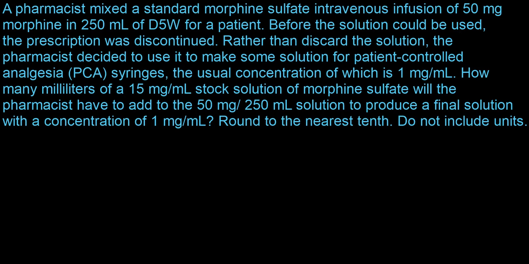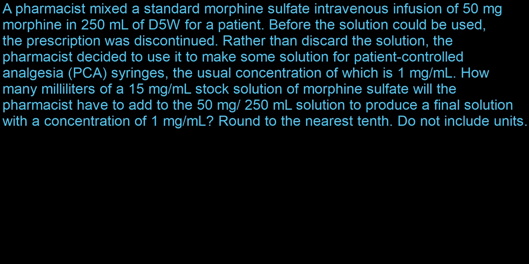How many milliliters of a 15 mg per milliliter stock solution of morphine sulfate will the pharmacist have to add to the 50 mg per 250 milliliter solution to produce a final solution with a concentration of 1 mg per milliliter? Round to the nearest tenth. Do not include units. So at first glance, it looks complicated, but how do you actually solve this? Very easily using the alligation method.